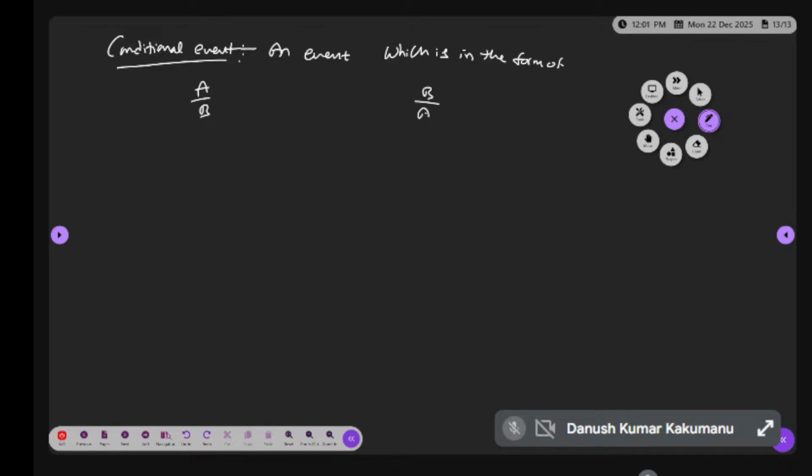But don't pronounce it as A by B. How to pronounce this one? A given B, B given A. A given B, B given A. These are conditional events.